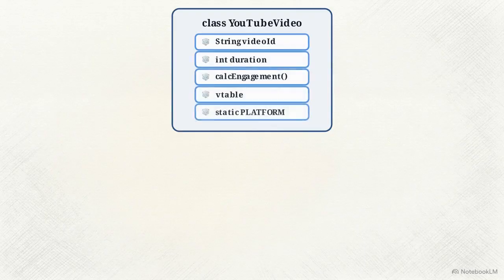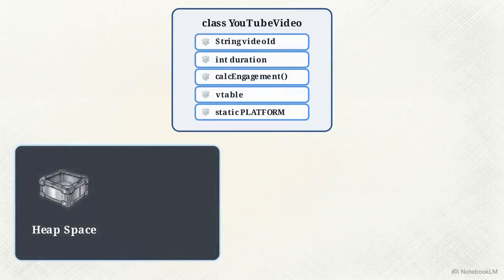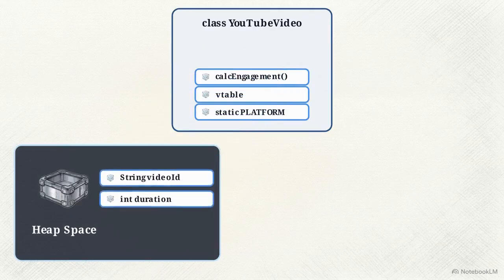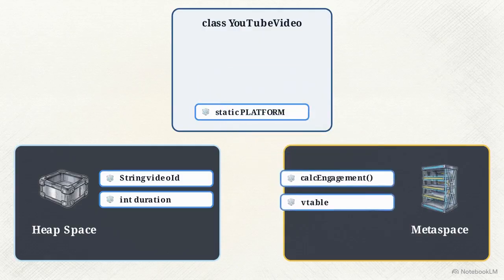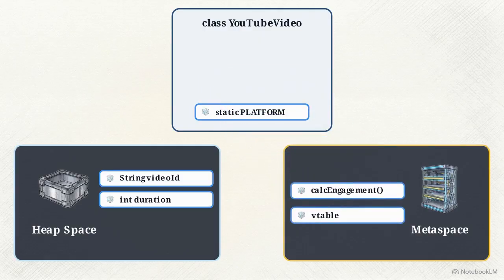This diagram shows how the JVM partitions its components using the YouTube video class model. When instantiating the class, the object's unique state routes to the heap. The specific video ID and duration variables map directly into this region. The internal representation of the class routes to a separate metadata region. This area holds the structural instructions, including the bytecodes for the calculate engagement method and the virtual method tables.